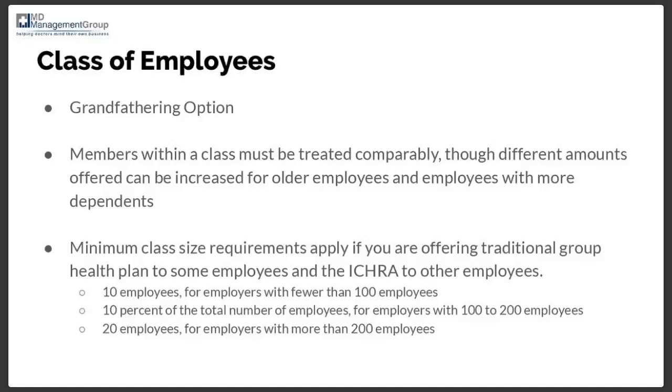Now, when you look at the classes of employees, members within a class must be treated comparably, though different amounts can be offered. So, like I said before, I could have all full-time employees be part of the ICHRA, yet I could have different amounts for single versus families or couples, or you could just base it on the number of children people have. If they have more than 3 children, you're going to give them more. It's up to you. And the beautiful thing is that you can decide how you want to spend your dollars and what kind of benefits you want to give to your employees.